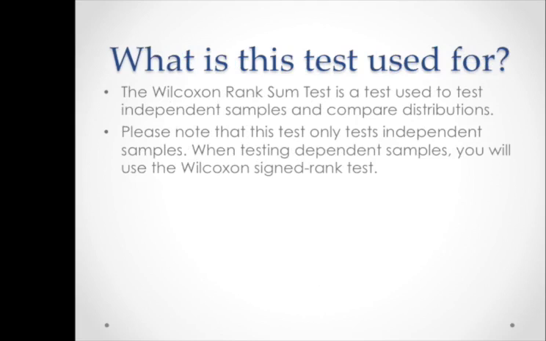The Wilcoxon Rank Sum Test is a test that's used to test independent samples and compare distributions. It's very important to realize that this test is only used for independent samples. When testing dependent samples, you will use a similar test known as the Wilcoxon Signed Rank Test.